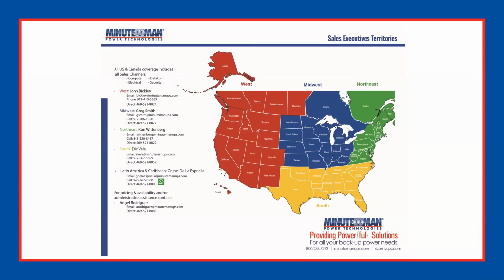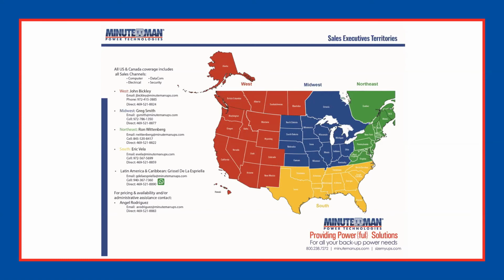And just quickly, I just wanted to present everybody a map breakout of our internal sales team over here. It is broken up by 4 territories covering both US and Canada. We do have an international regional manager, sales executive that handles the Latin America and Caribbean. Her name is Grisel de la Espinella.